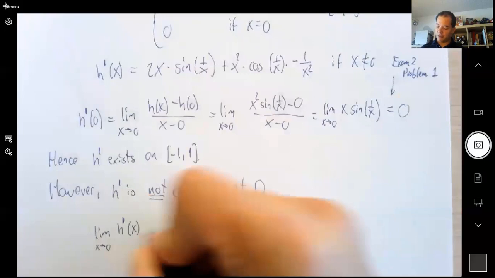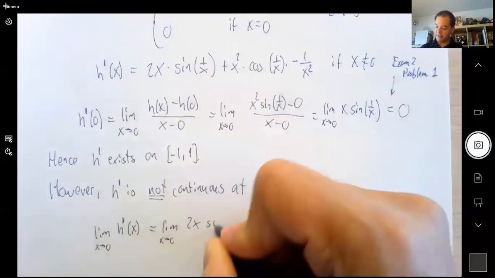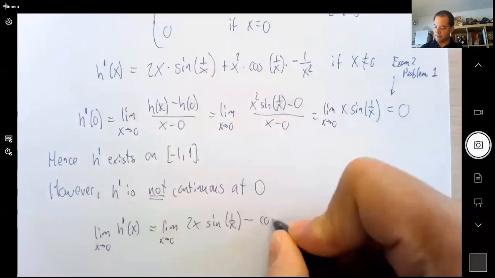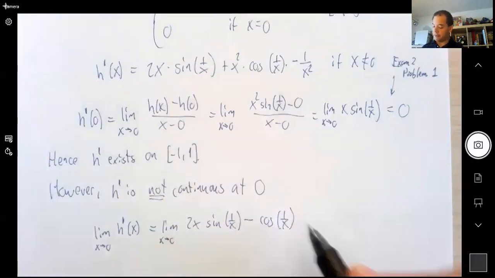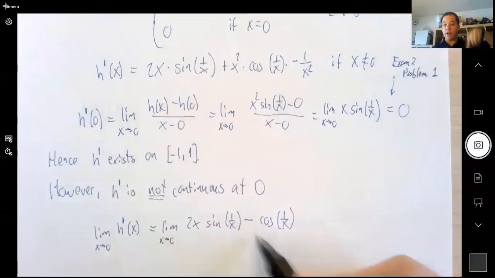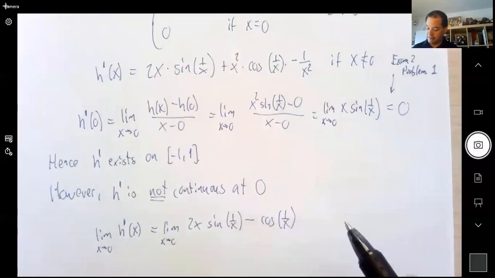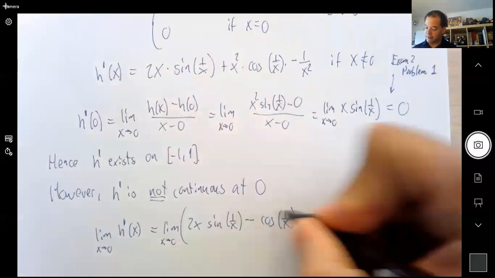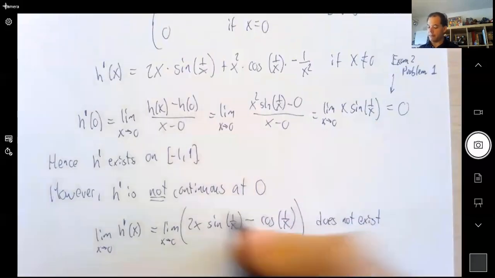Well, it would be the limit of 2x sine of 1 over x minus cosine of 1 over x. Now, this part goes to 0. That part's fine. But this one oscillates between -1 and 1, right? It's like it goes up, down, up, down, up, down. So this limit does not exist. You want to be very precise?